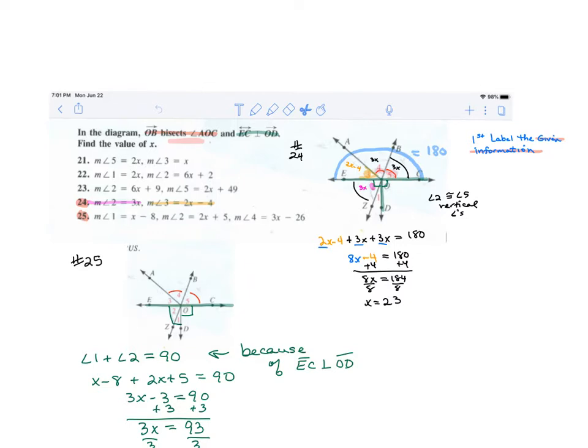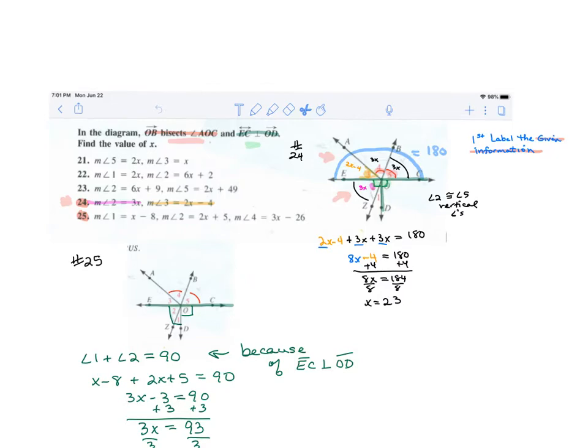Then the next thing I labeled in green was EC being perpendicular to OD. So then that made a right angle on this side and a right angle on this side. So the next thing I needed to do is figure out what was my given information in number 24. So in number 24, they told me that angle 2 was equal to 3x and angle 3 was equal to 2x minus 4. Now, I also realized that I had vertical angles here.